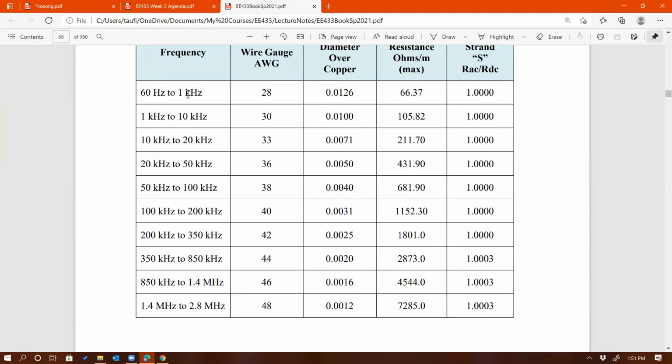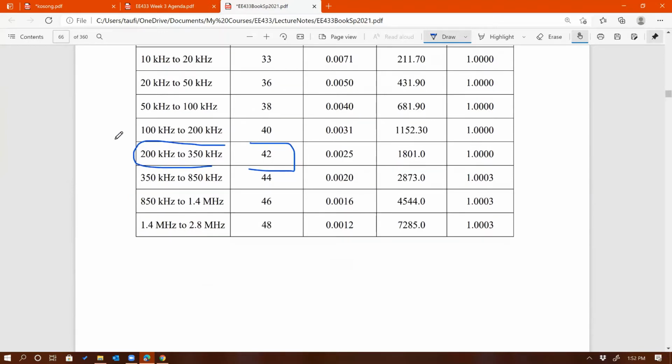So based on skin effect only, you can see that, for example, DC to DC converters typically operate between, I would say, 200 kilohertz to 350 kilohertz, that kind of range. Ideally, you might want to use wire gauge 42. Ideally, but again, this is just one consideration. This is a good starting point when you select the wire size for the magnetic components that you use for this range of frequency. Any questions on this?